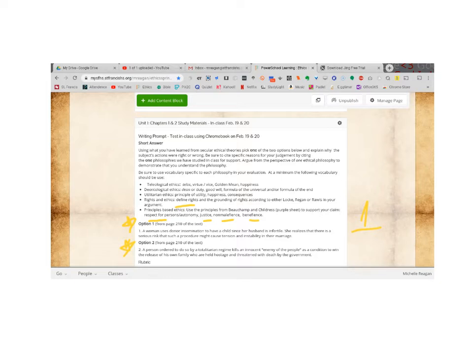So the two options are number one, a woman uses donor insemination to have a child since her husband is infertile. She realizes that there is a serious risk that such a procedure might cause tension and instability in their marriage. And the second option is a person ordered to do so by a totalitarian regime kills an innocent enemy of the people as a condition to win the release of his own family, who are held hostage and threatened with death by the government. So you pick one or the other and then look at it from the perspective of one of the philosophies.